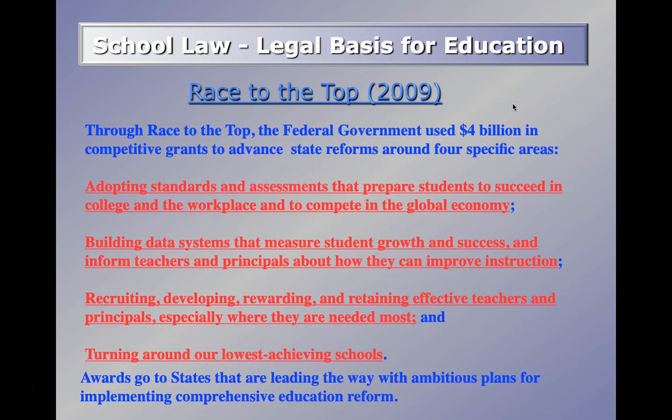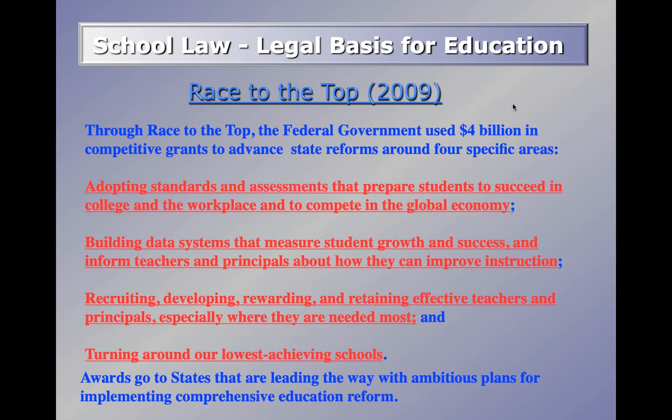In 2009, the federal government initiated the Race to the Top program, where they used $4 billion in competitive grants to advance some competitive state reforms. And for those reforms to be accepted for the money, they had to do one of the four things listed here. They had to do with adopting high quality standards that would meet a workplace quality, building data systems to show that their kids were succeeding, and recruiting, developing, and rewarding our best teachers. So a lot of mentor programs, a lot of staff development money came with the Race to the Top and the funding.